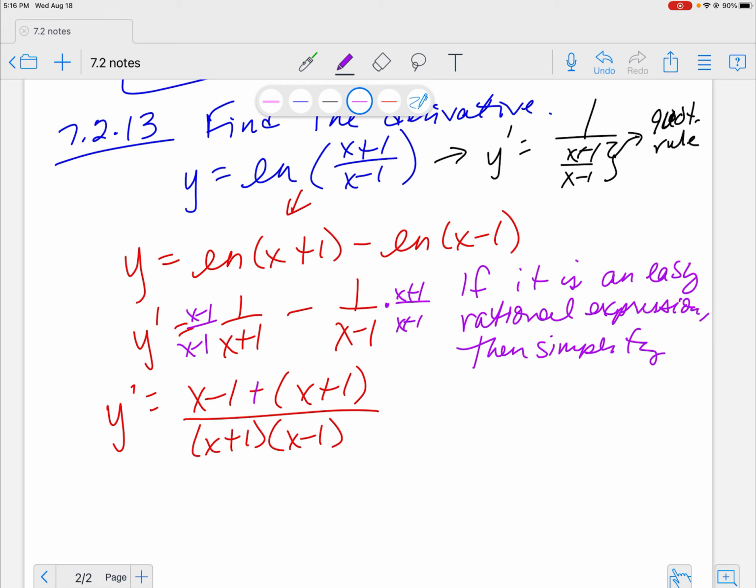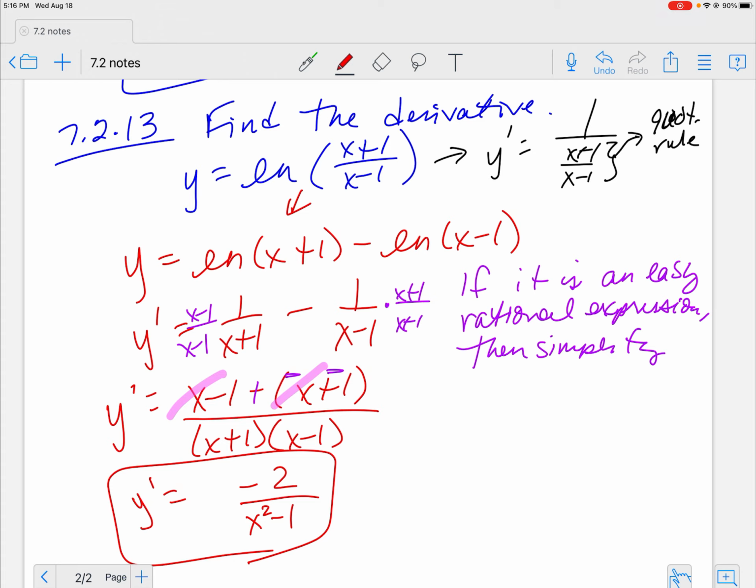And you can distribute the negative there. So that has a plus x and a minus x that cancels. And I have negative 1 and negative 1. So y prime is negative 2 over. If you want to leave it as x plus 1, x minus 1, you can. If you want to change it to x squared minus 1, you can. I don't care. That is your choice. All right? But you do need to simplify that, and then that's what makes it easier. All right? Okay, so if you can use those logarithmic properties, you should do those first and then work it out. Okay, derivatives. Nice.